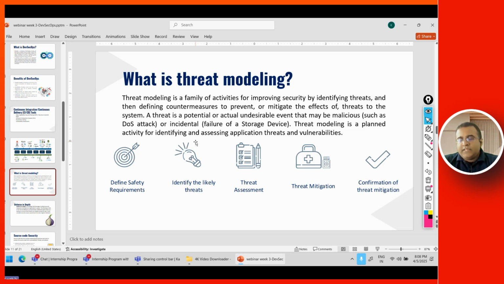So let's move on. We'll talk about threat modeling. Threat modeling is a family of activities for improving security by identifying threats and designing countermeasures to prevent or mitigate the effects of threats to the system. A threat is a potential or actual undesirable event that may be malicious or incidental. Threat modeling is a planned activity for identifying and assessing application threats and vulnerabilities.